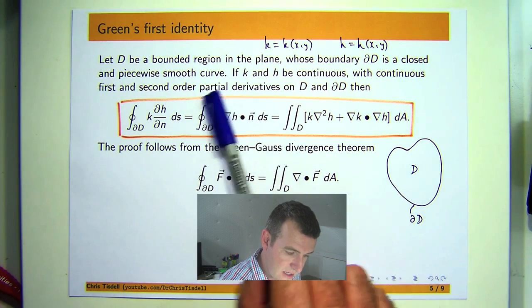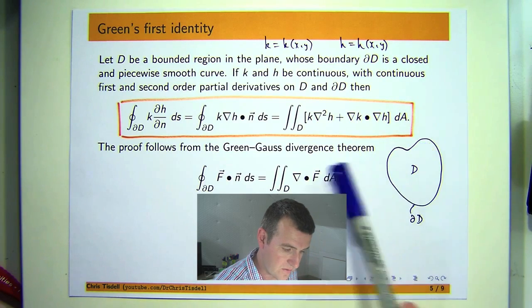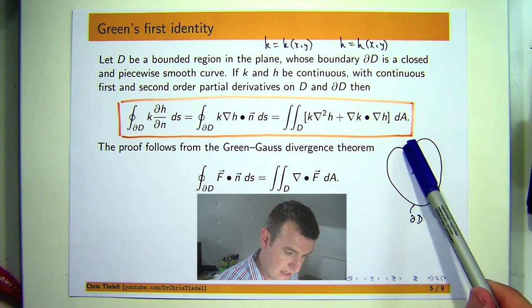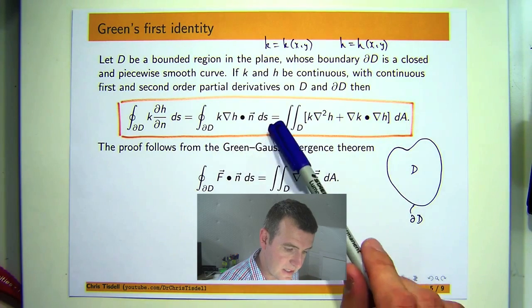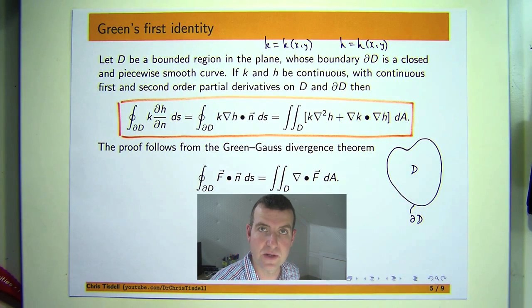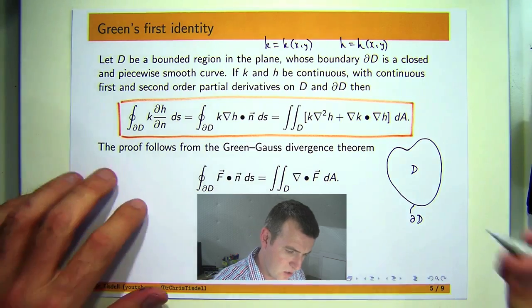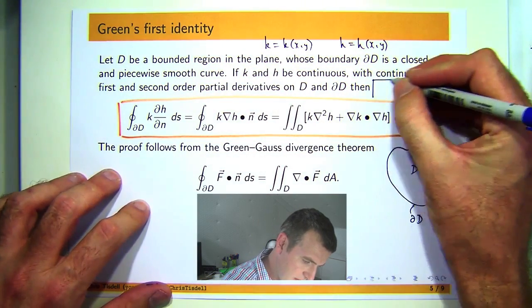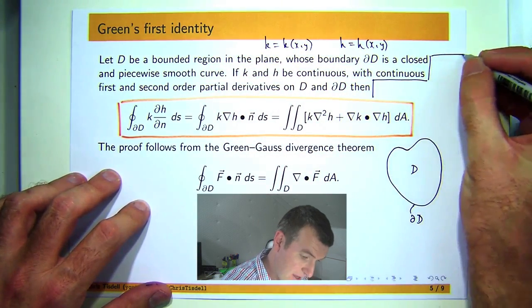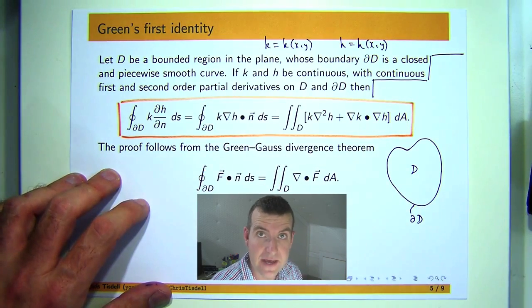This line integral, so you're integrating around the boundary of D, is equal to this double integral over the whole two-dimensional region D. Okay, now let me just sort of talk a little bit more about what the notation here is about. Okay, this sort of nabla h is the gradient of h.